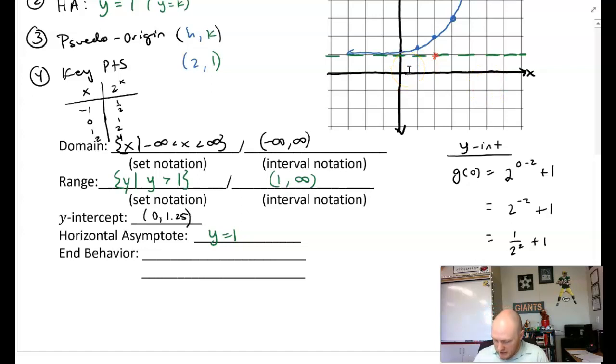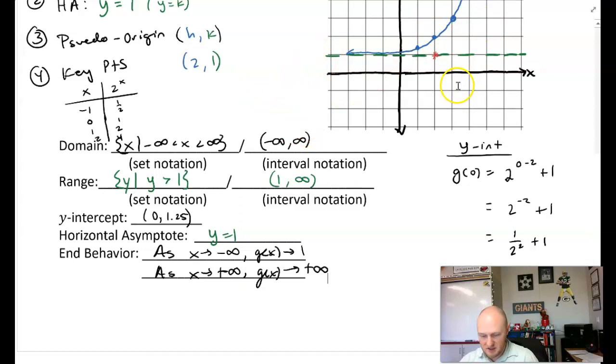And then I'm going to go ahead and graph or just state my end behavior. So as x approaches negative infinity, this is the left, my function g of x is approaching 1. That horizontal asymptote here, values will get really close to 1. And then as my x values increase towards positive infinity, my function g of x is going to get big in the positive direction. So g of x will approach positive infinity.